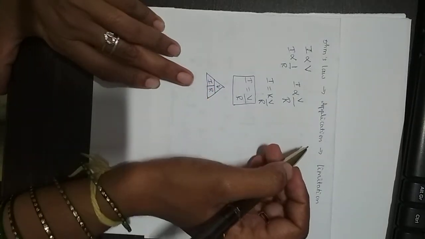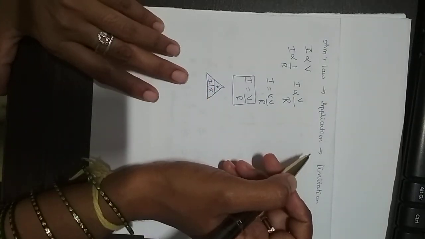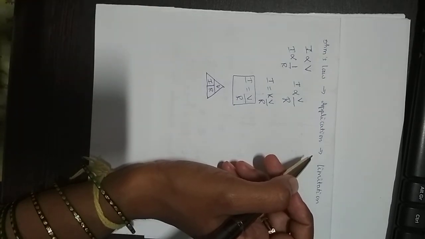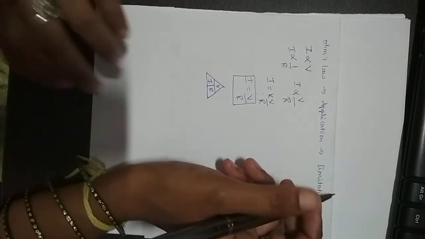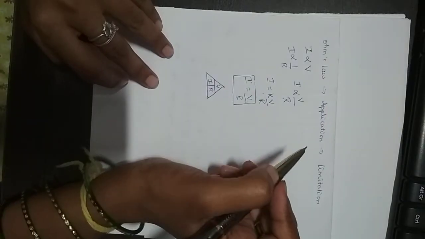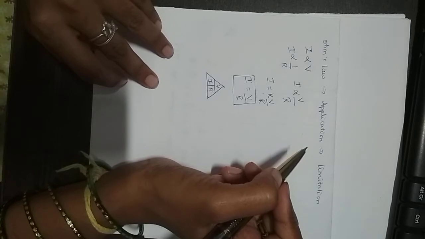Then application of Ohm's law. So this is applicable for both DC and AC circuit. It is applicable for simple circuit. It is applicable to whole circuit or part of the circuit. So these are the applications of Ohm's law.